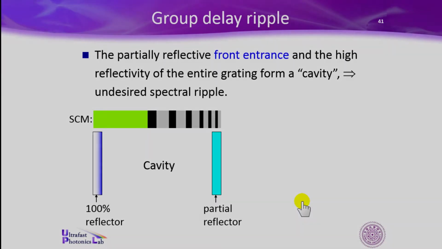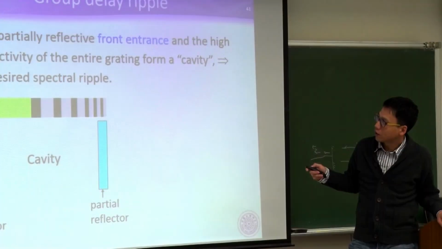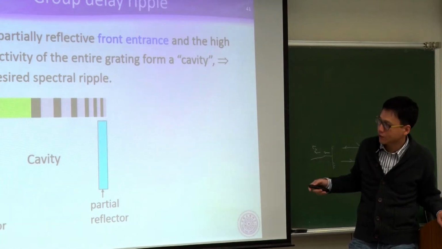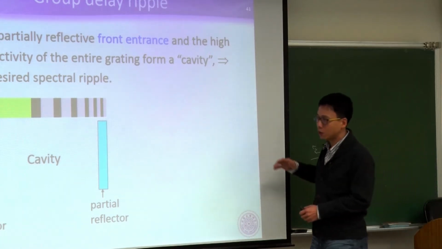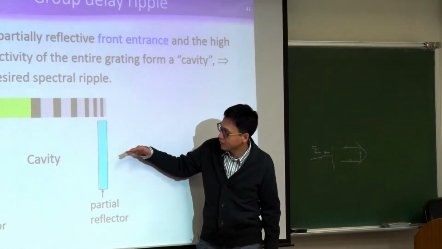There's some problem in these simple chirp mirrors: group delay ripple. Okay? If you observe the simple chirped mirror, the green one is the substrate. Dark and the gray means N1, N2 periodic structure. You can see there is partial refraction at the front entrance. Okay? Incidence beam comes from the right-hand side.